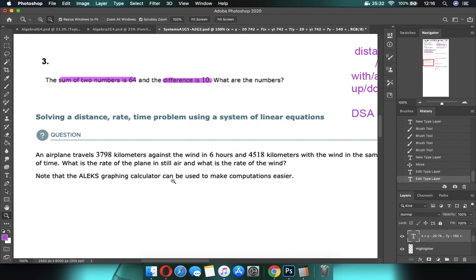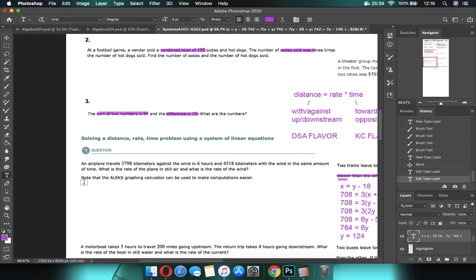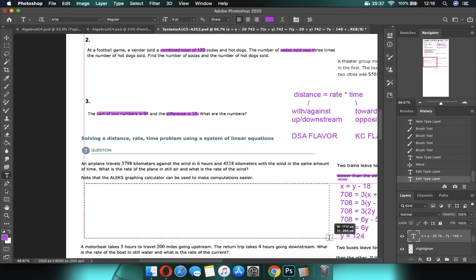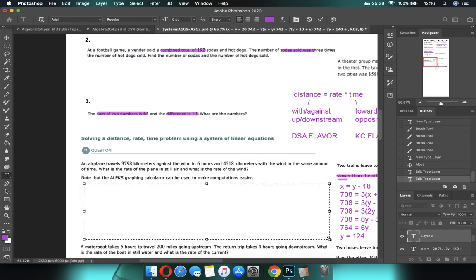Oops. Zoom out. Okay, so for this one, there's a hack for this. Let me get there first. First, we got to set up our equations. So what's our distance? 3798 equals, what's our time? 6 hours, and then we have something and something. I want to fill that in a second. Hold that thought. Then what is our new distance? 4518 equals, what's our time? It says the same amount of time. So what was our original time? 6. Parentheses, and so on.